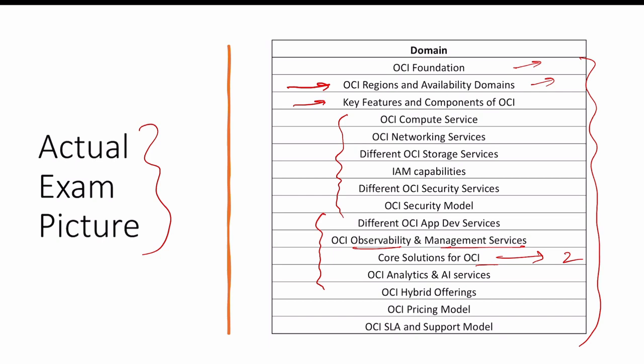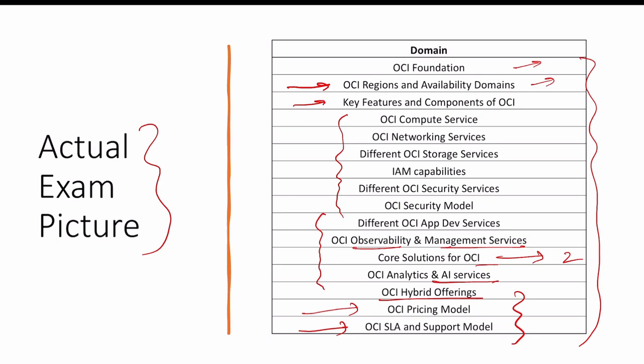Then you will see the questions belonging to OCI analytics and AI services. Then OCI hybrid offerings like VMware solutions we are having here. So you need to understand how it works and all that. I'll also explain in this video, don't worry about that part. Then you need to understand the OCI pricing model, and in the end this is the best scoring domain, what I mentioned, where you can get the score easily.